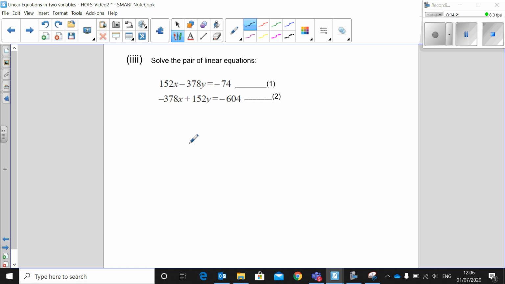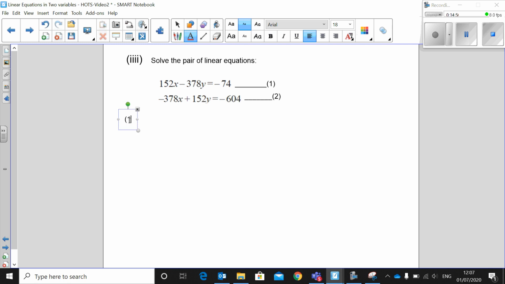What we are going to do is, we are not going to use the substitution method or cross multiplication method. We are trying to eliminate the variables x or y, but we are not directly doing it by multiplying by 378 or 152. Let us use some other method, that is add equation 1 and 2. So let us try. What is equation 1 plus equation 2?